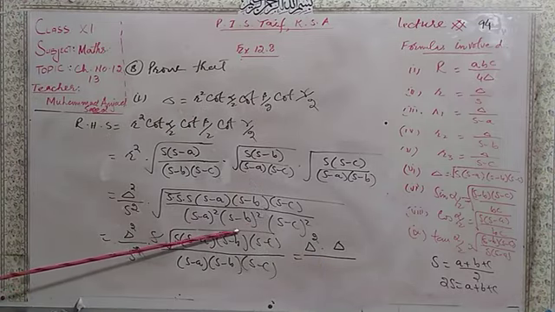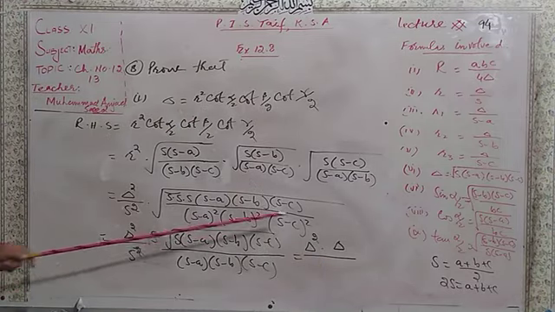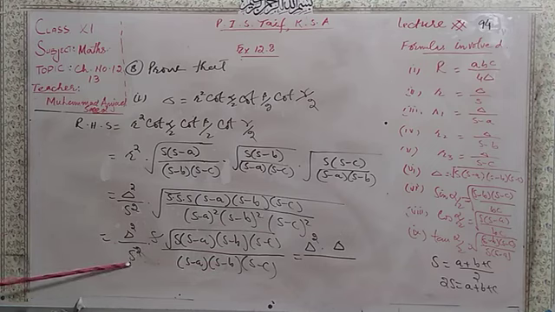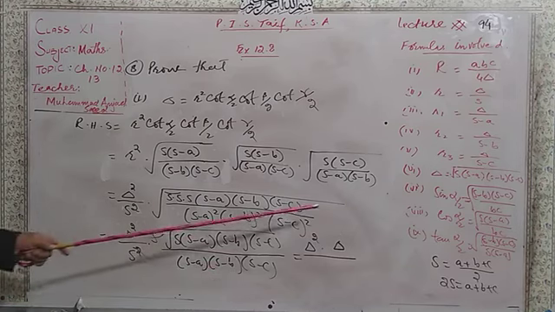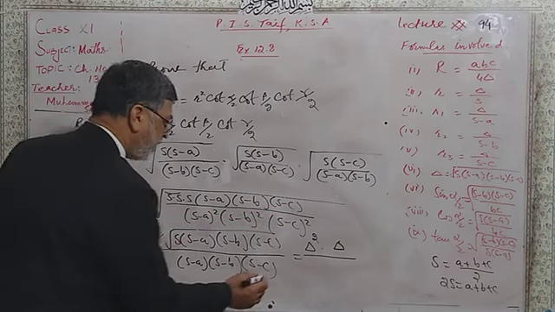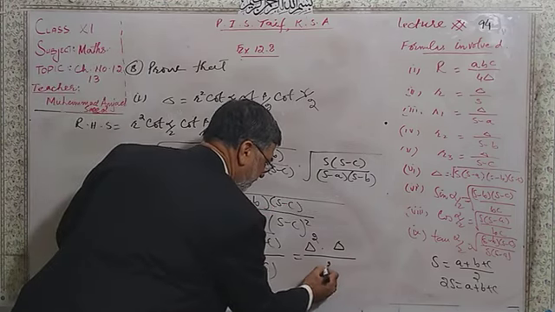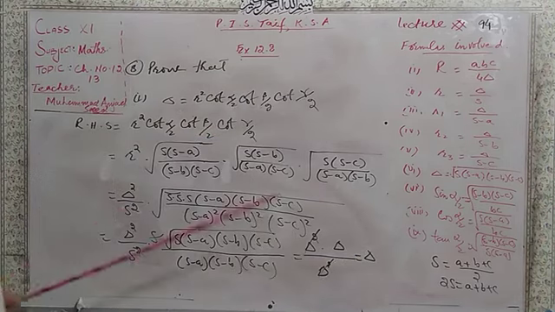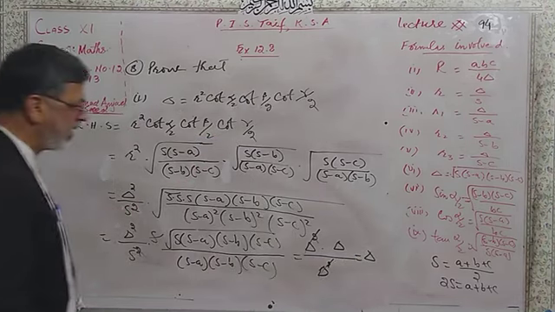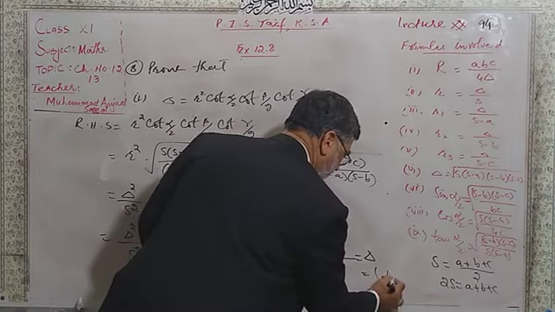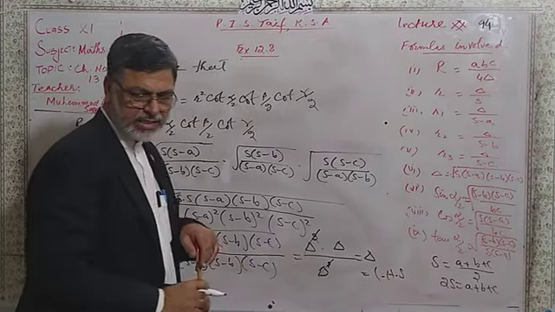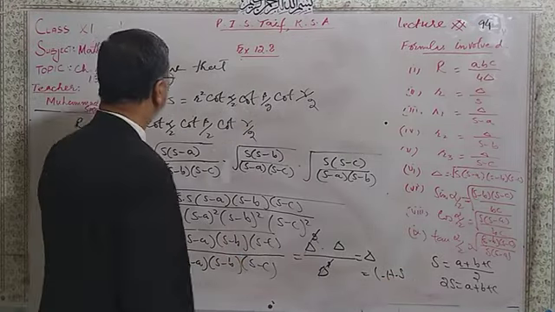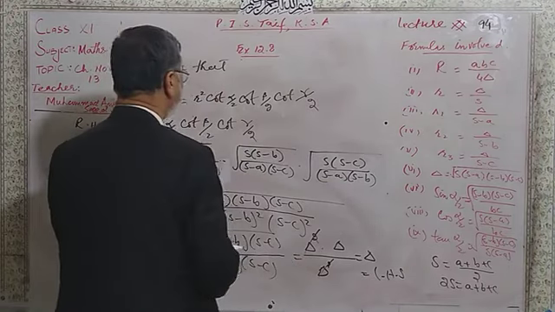s into s minus a, s minus b, s minus c in radical sign, this is delta. But s minus a, s minus b, s minus c, they are out of the radical sign. So it will be delta square. So they are cancelled out. We have delta, which was your left hand side. Here is left hand side. So dear students, that was your question number 8, part 1.